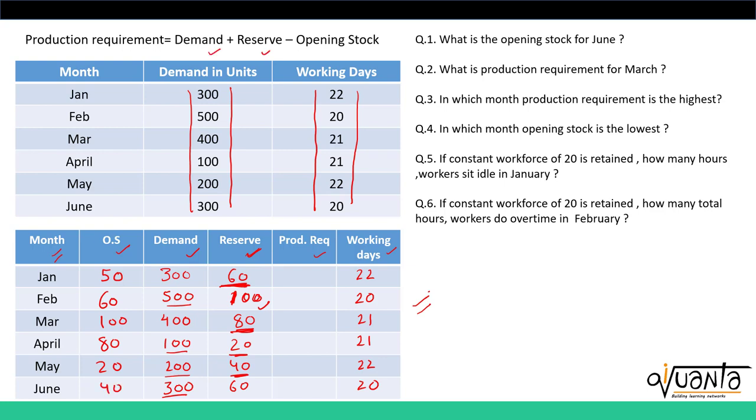Now since we have the demands, the reserve or the safety stock and opening stock for each month with us, we can simply calculate the production requirement using the formula given. So production requirement for January would be 300 plus 60 minus 50, which gives us 310. Then for February it would be 540. For March it would be 400 plus 80 minus 100, which gives us 380. For April it would be 100 plus 20 minus 80, which gives us 40. For May it would be 220, and at last for June it would be 320.